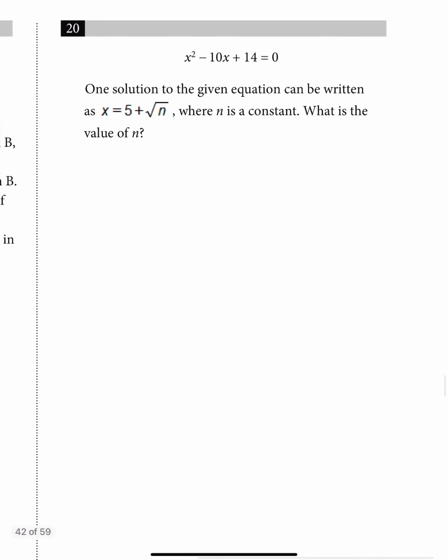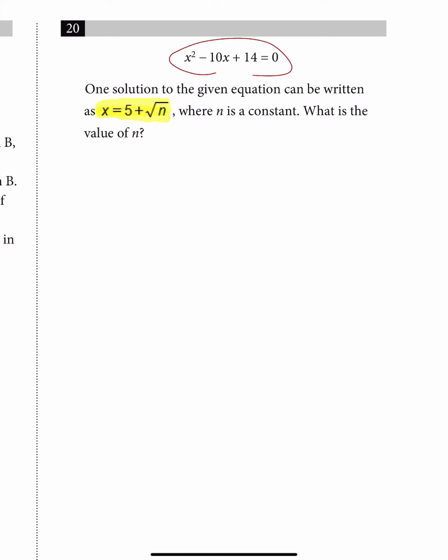Question 20. One solution to the given equation can be written as x equals 5 plus root n, where n is a constant. What is the value of n? So our goal is to find this n, a specific number for this n. And we have the equation given.